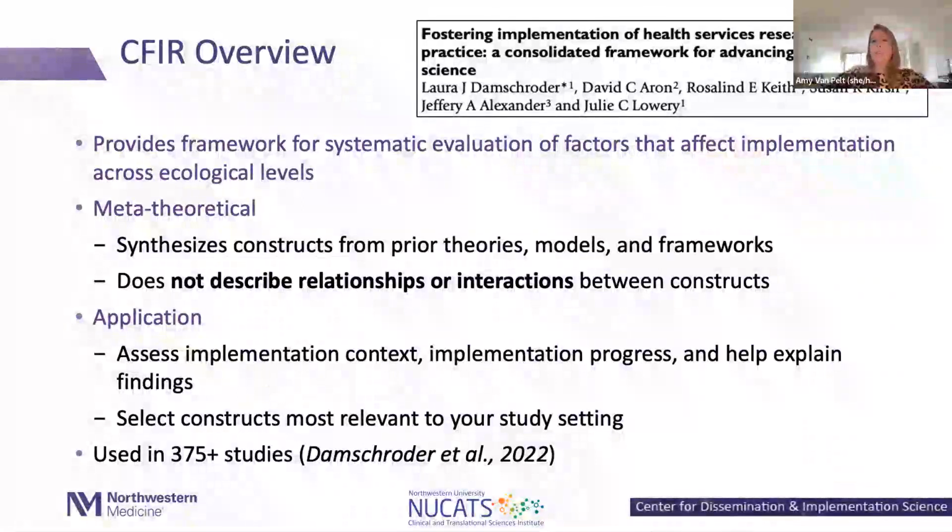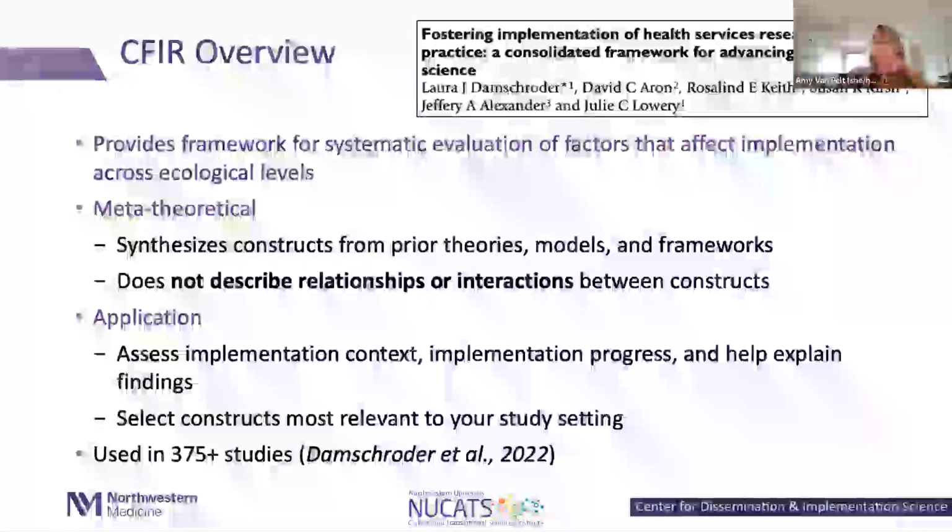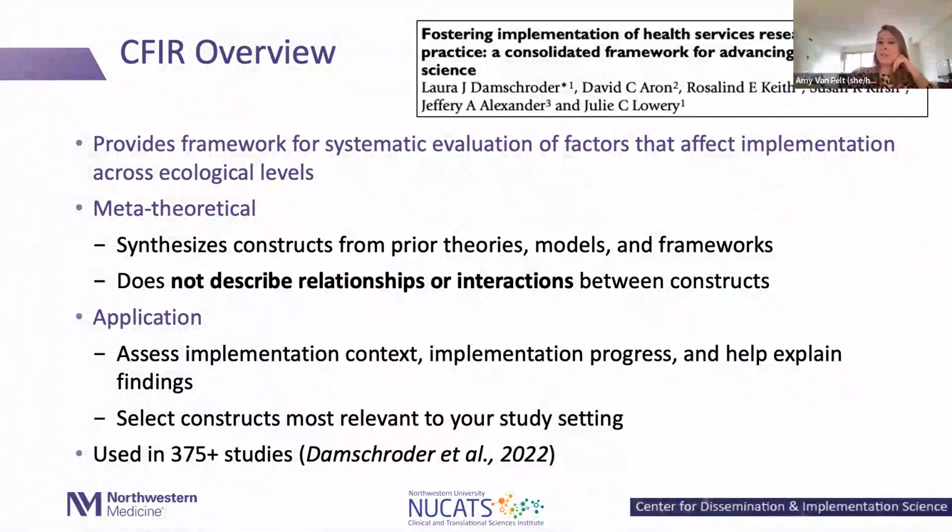So essentially, CFIR is a meta-theoretical model, meaning that it was developed by synthesizing prior theories, models, and frameworks. And that is helpful because one of its strengths is that it's quite comprehensive. It includes 5 domains and many constructs that we will discuss in detail over the next few slides. But one of the limitations with this framework, and really the state of the field of implementation science in general, is that we don't have a way to understand the relationships or the interactions between those constructs and between those domains. But nonetheless, CFIR has been widely used in over 375 studies to assess implementation context and progress, as well as really help explain findings.